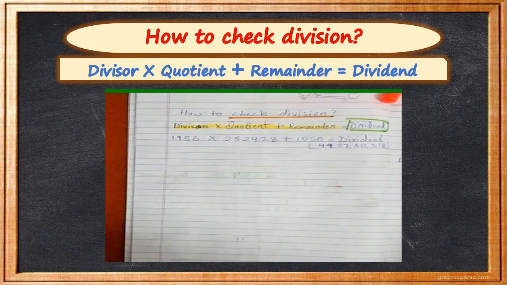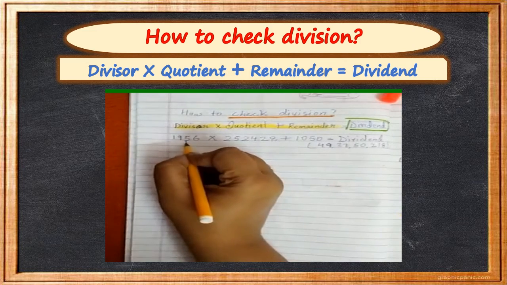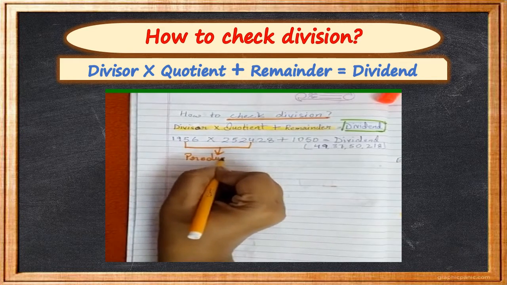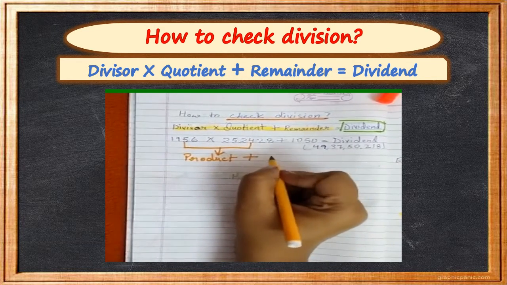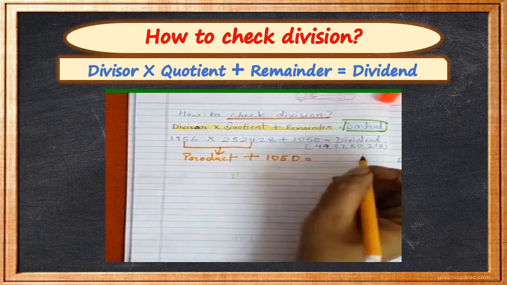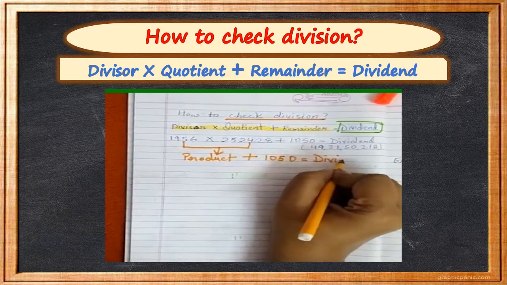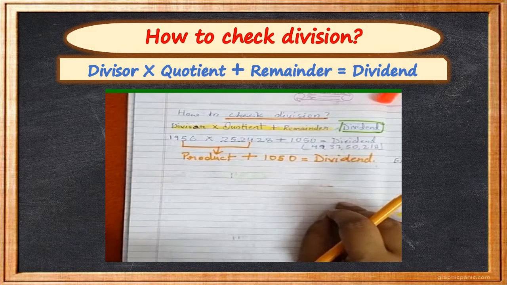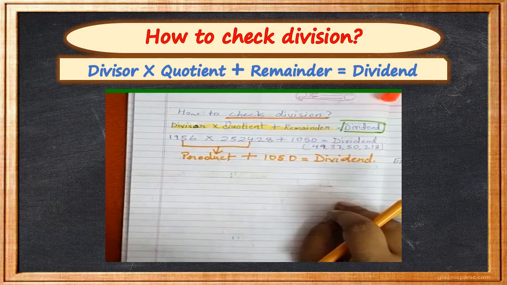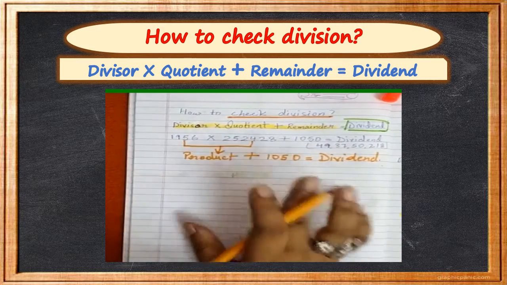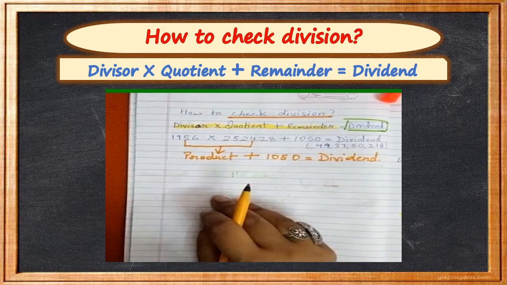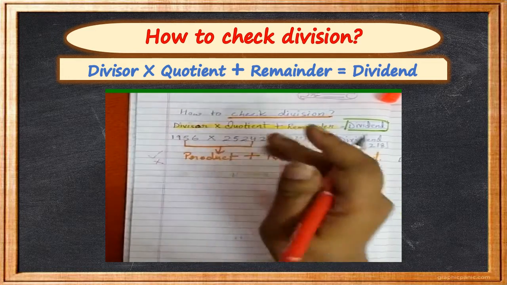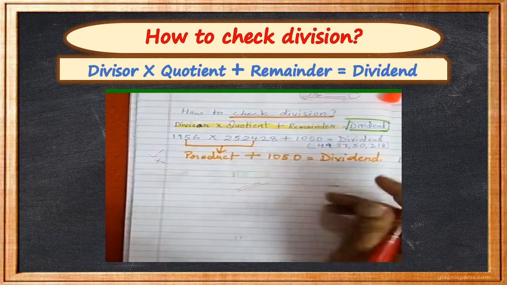So children, what do we have to do for that? We have to multiply divisor and quotient, and whatever product we get, we will add 1050, and then we will get the dividend. Yes children, this is how we check whether our division is right or wrong. Now I am not going to do this multiplication. You have to do this, and tell me whether the division is right or wrong. Is it clear children? So this is all for maths class today.